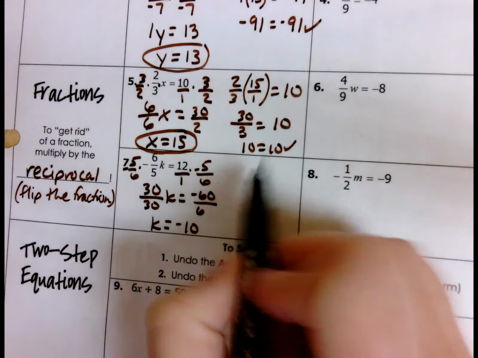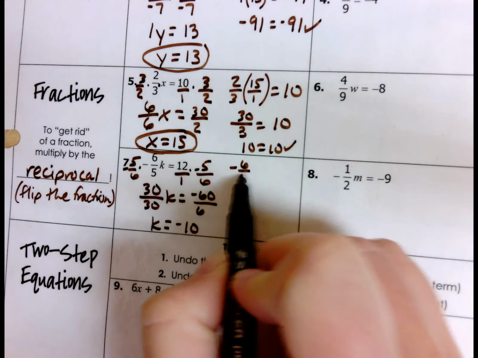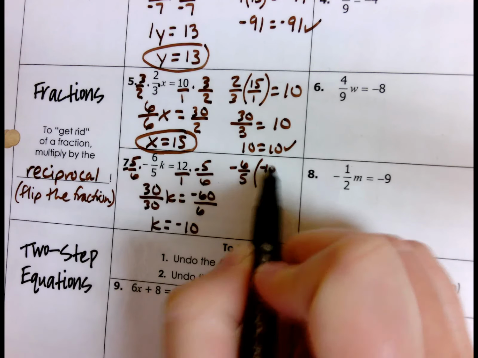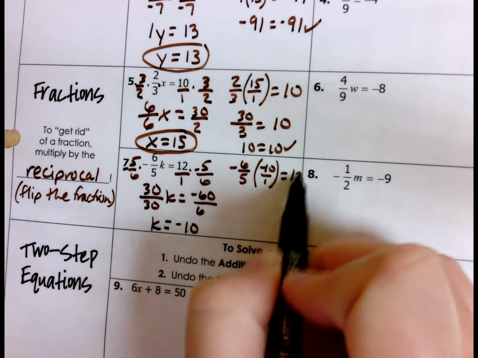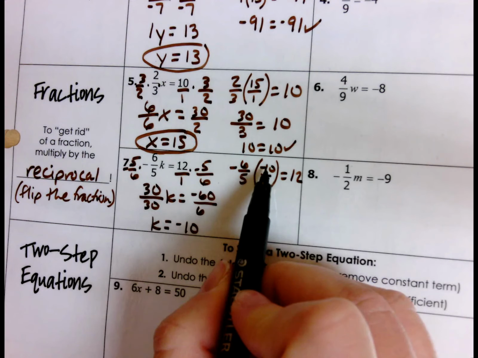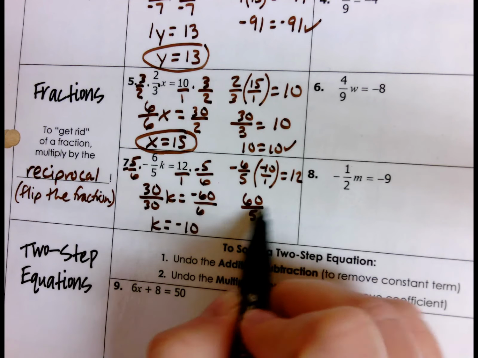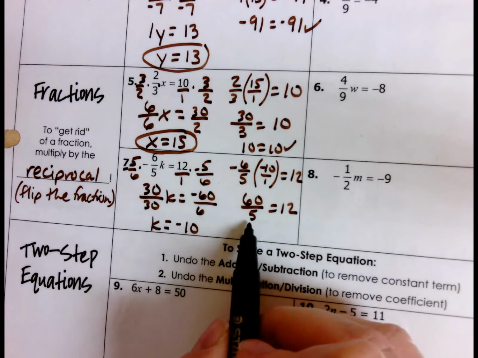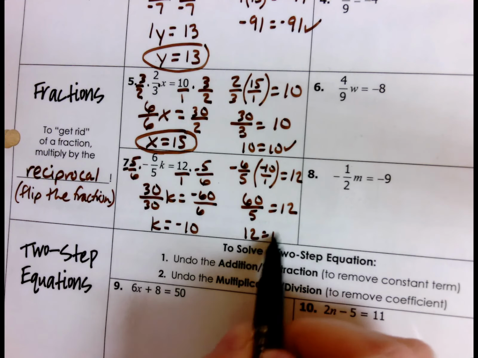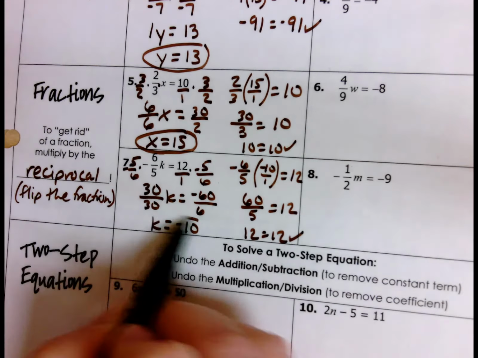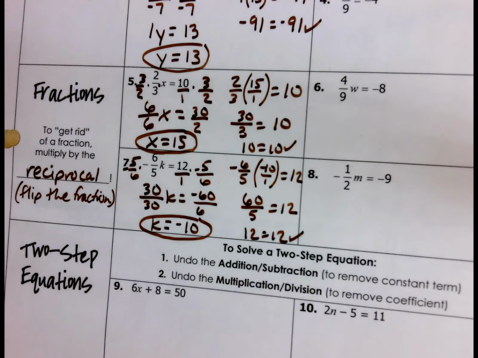So let's check our answer. Negative 6 over 5, and then we're going to do negative 10 over 1 should be equal to 12. So negative 6 times negative 10 is 60, and 5 times 1 is 5. And then we check, is 60 divided by 5 12? And we find out that it is. So k is equal to negative 10.